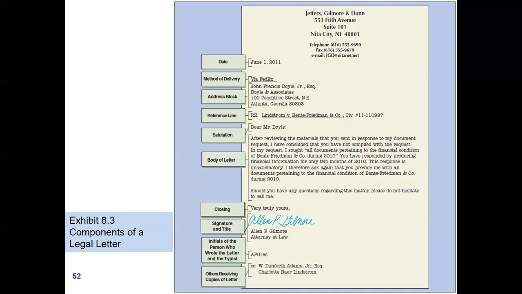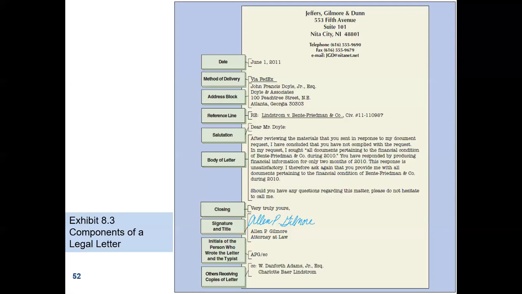So that's the body of the letter. And then we're going to have your closing, which is also called the valediction. And really, there's two closings to consider using here. One is Very truly yours, and one is Sincerely. Your law firm's going to have a practice in this area, so use whatever your law firm tells you to. But if your law firm doesn't have a tradition in this area, I would encourage you to use Very truly yours.